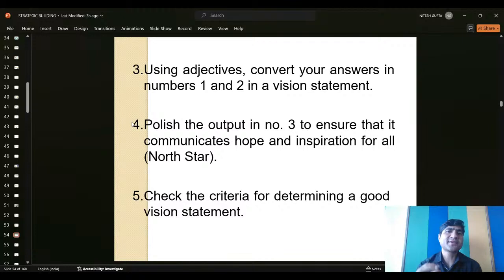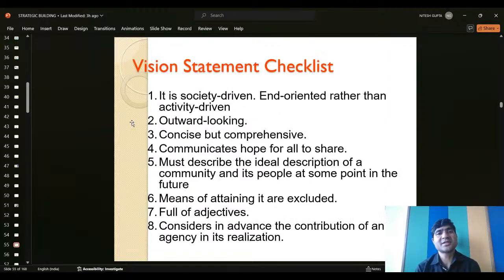Using objectives, convert your answers into numbers like 1 and 2, and finally you reach the vision statement. You will have to polish the output in number 3 to ensure that it communicates hope and inspiration for all. Then you will have to check the criteria for determining a good vision statement.